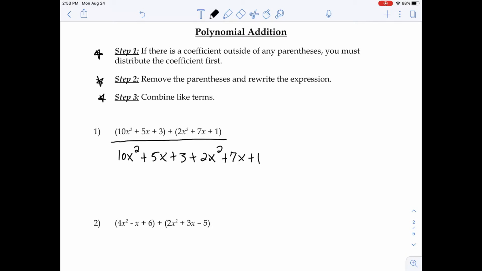Okay, so now I'm ready to go ahead and combine my like terms. Remember that like terms have to have the same variable and the same exponent. So if I look here, I have 10x squared and I have 2x squared. So those are like terms. I can go ahead and combine those. That gives me 12x squared.